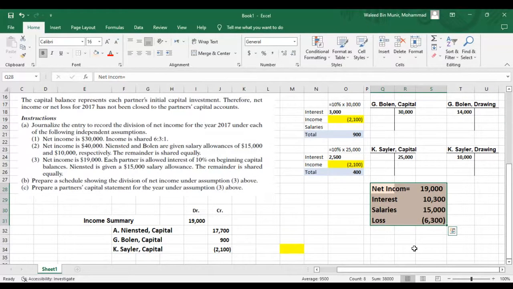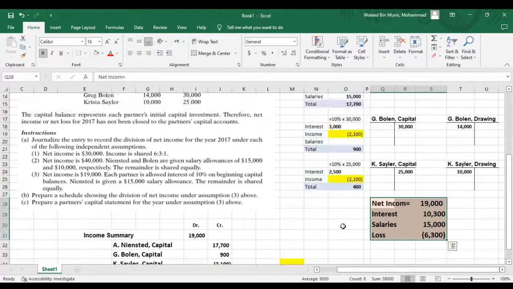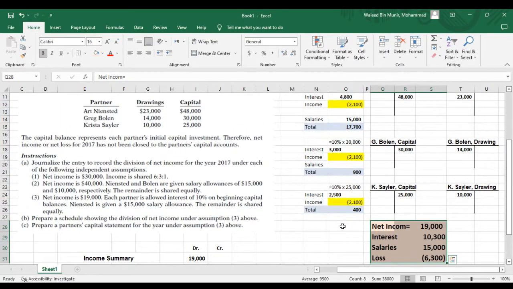So how to share this loss? Now this is the question. It says here the remainder is shared equally. Remainder means whatever is left, whether it is profit or loss. In this case, it is loss. So the loss will be shared equally. What will be the loss of each partner? Divided by 3, basically, right? Yes, doctor. So you can see here income is negative, so it's minus, minus, minus, right?